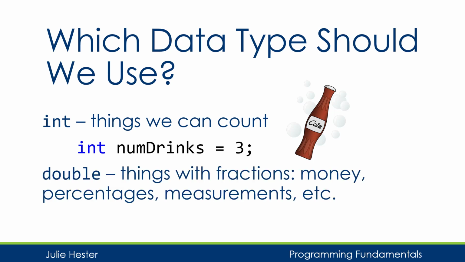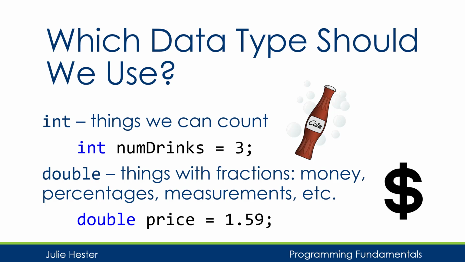I'm going to use a double when I'm working with things that have fractions. And that could be things like money, percentages, measurements, things like that. So when I'm working with the drinks that I'm buying, those drinks are going to have a price. Price is a unit of money and has fractional values for dollars and cents. So I'm going to create a price variable with data type double. And here I've created price and initialized it with 1.59 to represent $1.59.